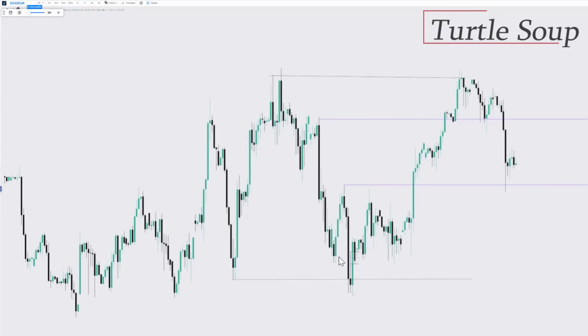So the very first one we explain right here is a turtle soup pattern. This is actually a turtle soup pattern where price sweeps the liquidity underneath an old low. Price takes liquidity underneath an old low and we have the continuation to the upside. I hope this makes sense to you.